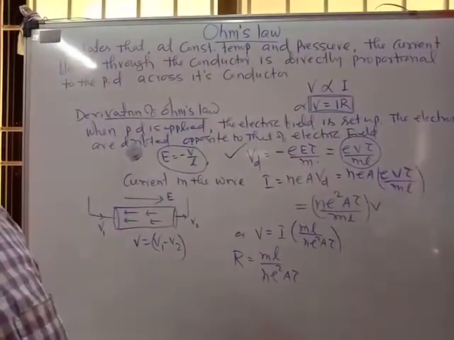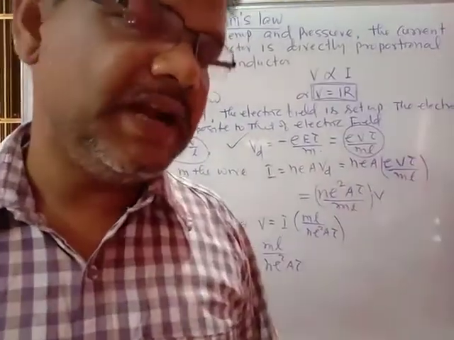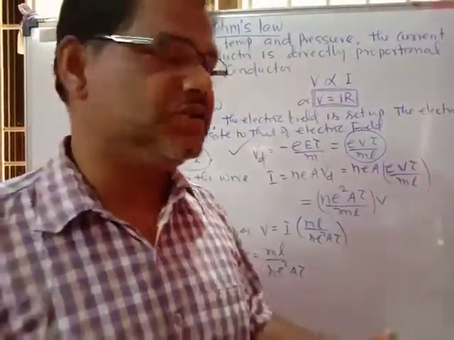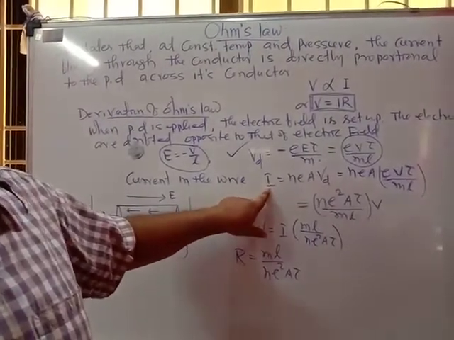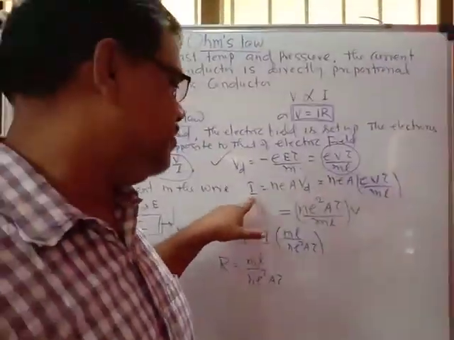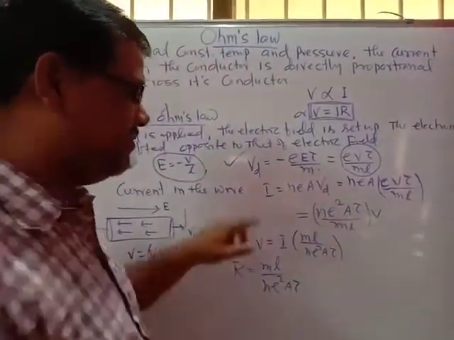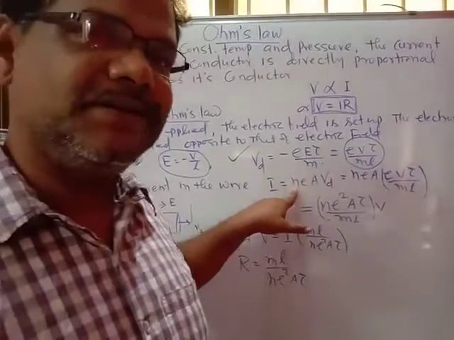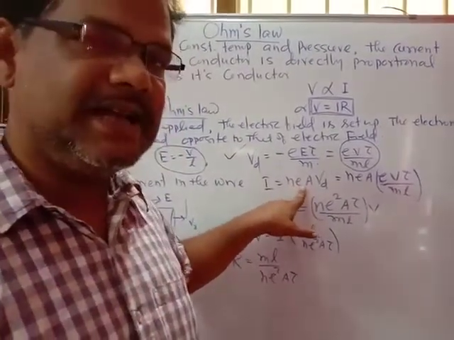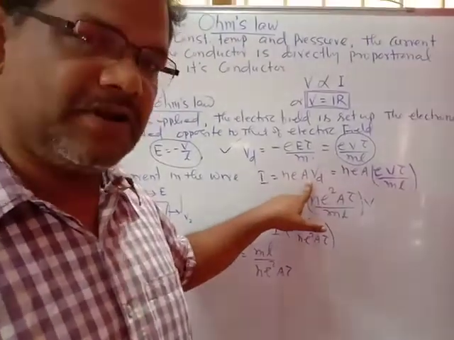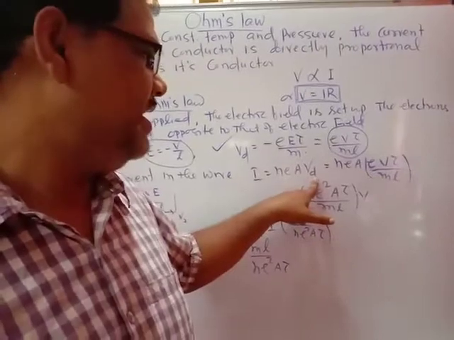And another relation, you know from the previous video, of how the drift velocity is related to the electric current, and that is I equal to n e A Vd. Again I am telling the terms: n is the number density, the number of free electrons per unit volume, e is the charge of the electron, A is the area of cross section of the conductor, and Vd is the drift velocity of the electrons.